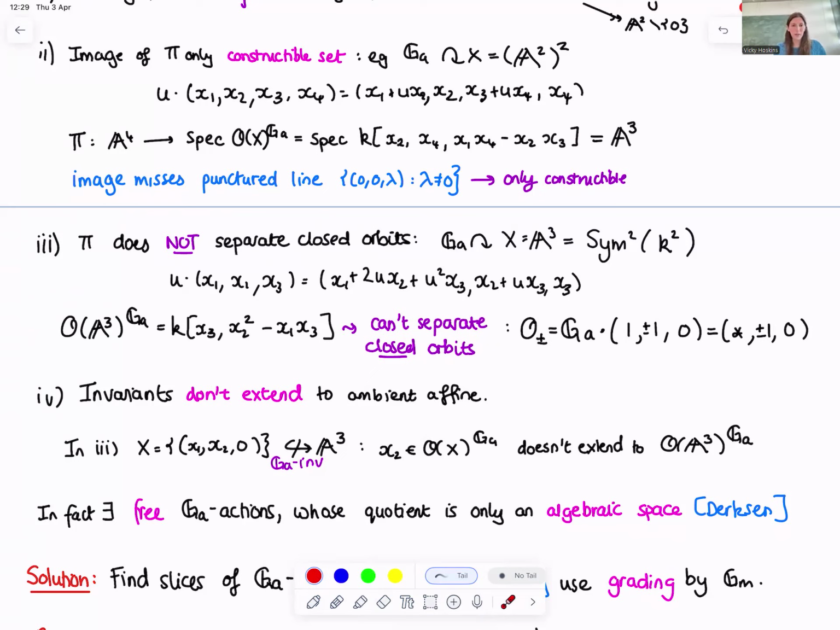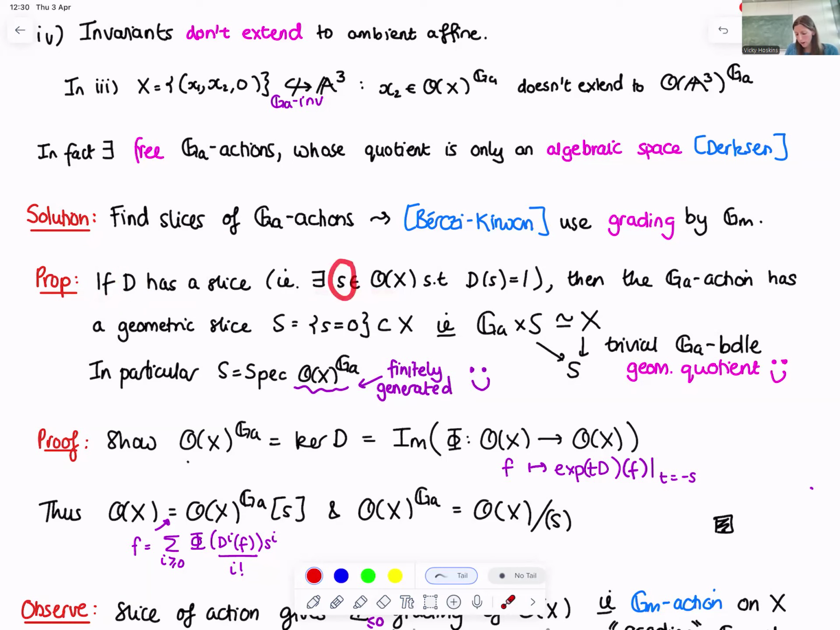So if you take a G_a action, then you can consider its derivation D. And then if D has a slice, by which I mean that there is a function S such that D of S is equal to 1, then the G_a action has a geometric slice, namely if you take the variety defined by S equal to 0 inside X, then actually X is isomorphic to G_a cross S, and this is G_a equivariant, and so the quotient of X is just S. Okay, so S is really a geometric slice of this action, and so you have a trivial G_a bundle.